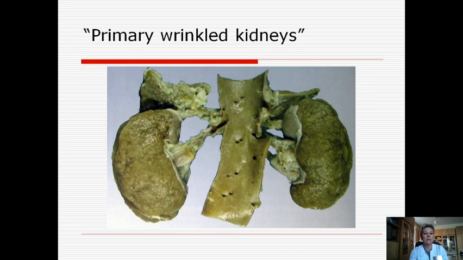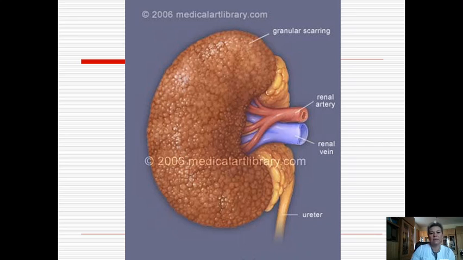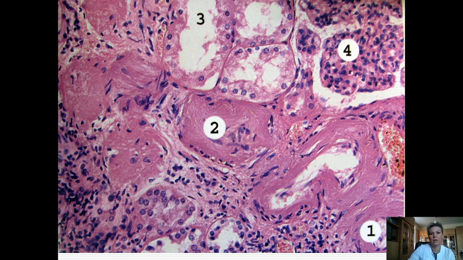What can we see? Kidneys are decreased in size, have solid consistency and small granular surface as a result of hyalinosis and sclerosis of glomeruli. In this picture, you can see number one, large arteries with elastosis and fibrosis. Second, hyalinosis and sclerosis of glomerulus. 3, tubules, and 4, normal glomerulus.